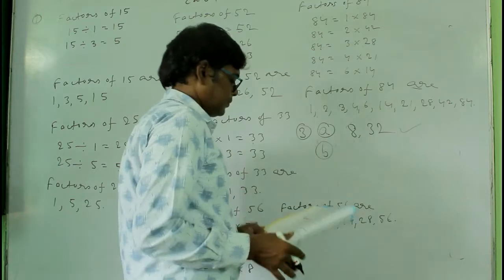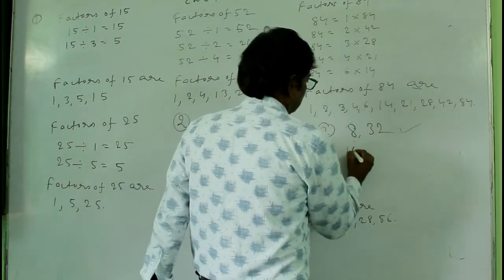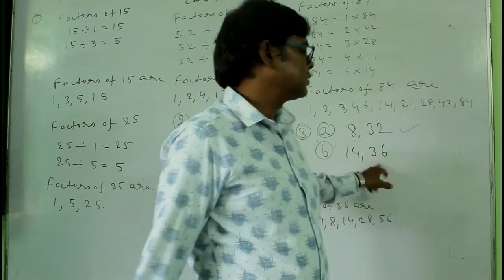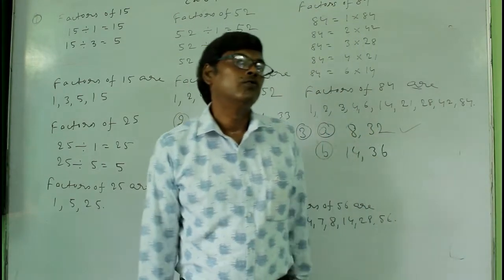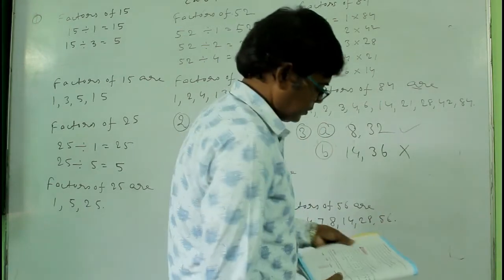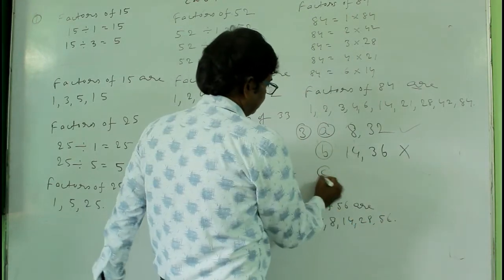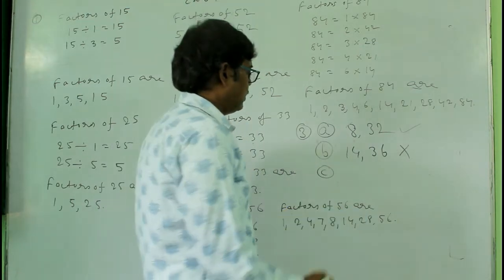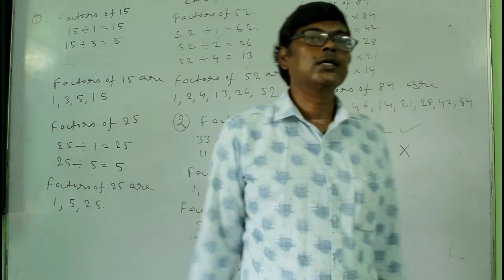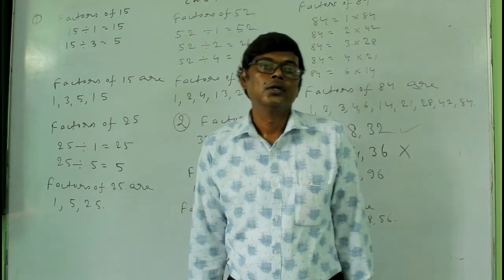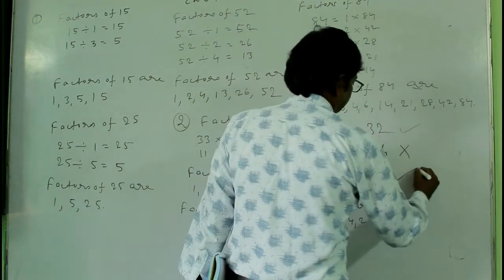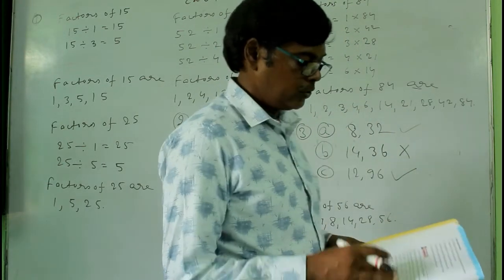Then B, in B here you have 14 and 36. Now see here that 36 is not divisible by 14, so here you will put the cross. Okay, and then you have question number C, 12 and 96. So here 96 is exactly divisible by 12 because you know 12 8s are 96. Okay, so here you will put the tick mark, and similarly you can do the other questions.